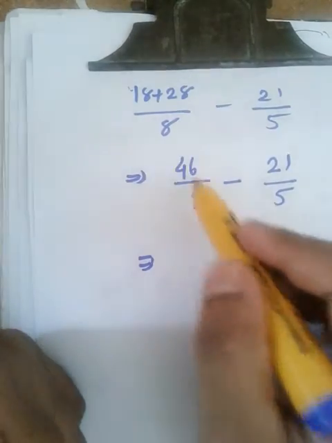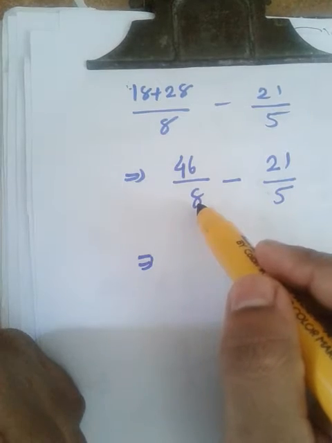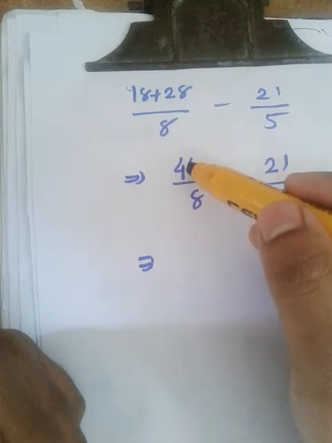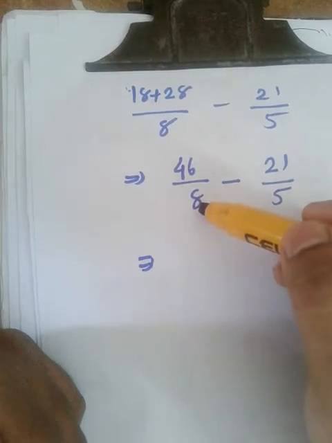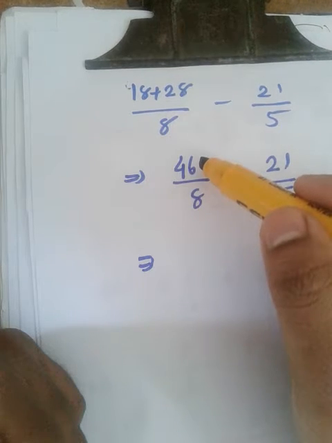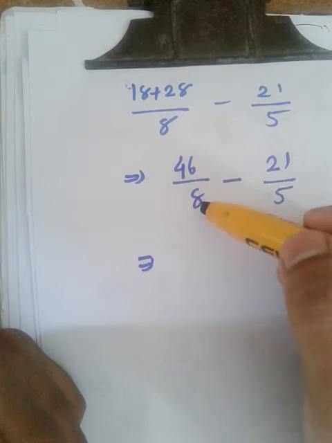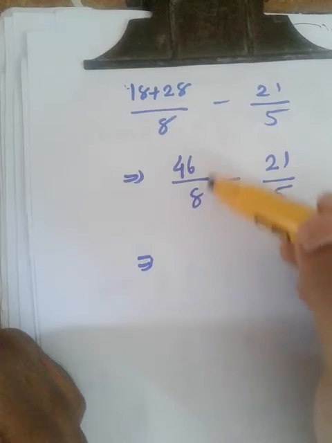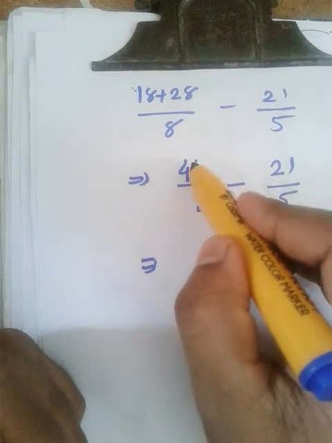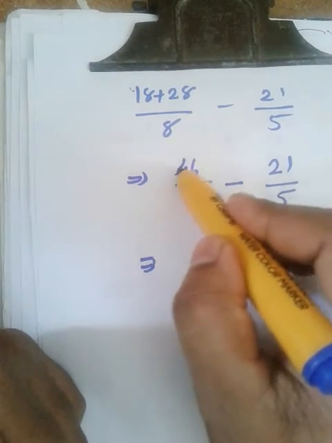We can simplify by 2. Why? Because 2 is a factor of 46 and 2 is a factor of 8. In other words, we can divide 46 by 2. At the same time, we can divide 8 by 2 also. 2 is a common factor. So we should find out how many 2's are there in 46.